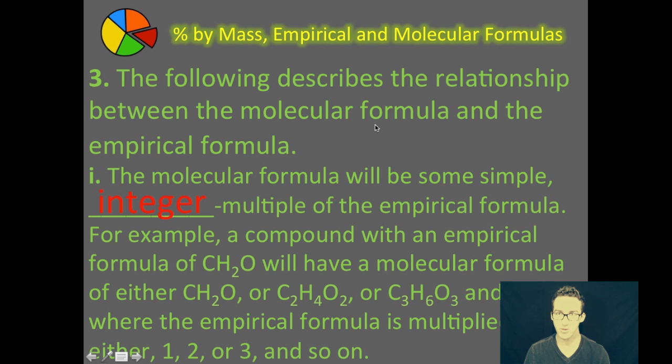So let's talk about the relationship between empirical and molecular formula. The molecular formula will be some simple integer multiple of the empirical formula. For example, a compound with an empirical formula of CH₂O will have a molecular formula of either CH₂O, which is the same as the empirical formula, or C₂H₄O₂, which is twice that, or C₃H₆O₃, which is 3 times that, and so on, where the empirical formula is multiplied by either 1, 2, or 3, whatever multiple it is that you're working with. Again, integer multiples here.